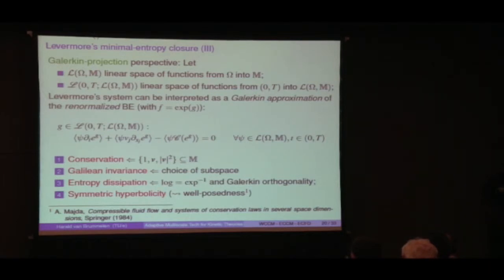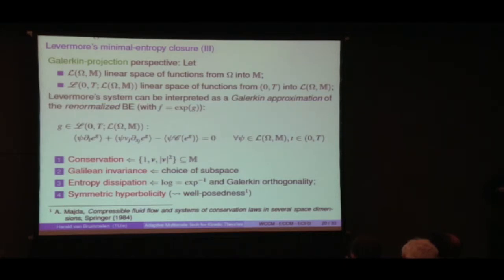Because basically, 1, v and v squared are in our test space. You can just plug them into the equation, the approximate distribution will satisfy that. You automatically get your conservation properties. We have the Galilean invariance by the choice of the subspace that we have.